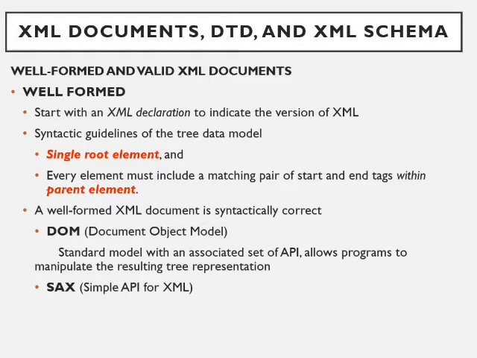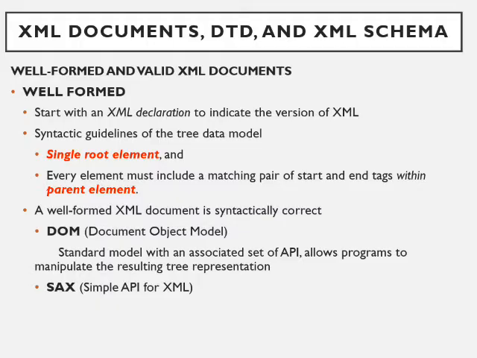Next topic is XML documents, DTD and XML schema. There are two kinds of XML documents. One is well-formed and another one is valid XML documents. Well-formed documents start with an XML declaration to indicate the XML version. They follow the syntactic guidelines of the tree data model, which requires a single root element and parent elements, where every element must include a matching pair of start and end tags within the parent element. A well-formed XML document is syntactically correct.